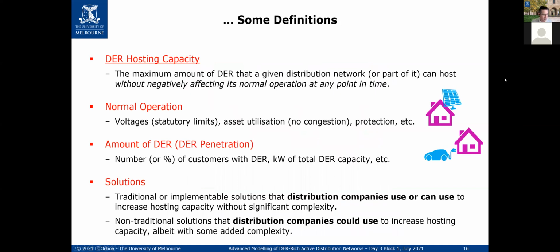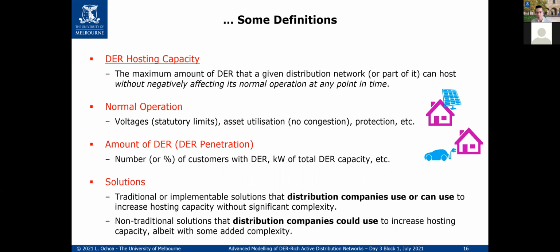All right, so yeah, distribution networks are evolving. Yes, there are impacts from distributed resources, and there are potential solutions. So let's get into just some definitions around hosting capacity, so we're on the same page. When I'm talking about hosting capacity here, I'm referring to the maximum amount of distributed energy resources that a given distribution network or part of it can host without negatively affecting its normal operation at any point in time.